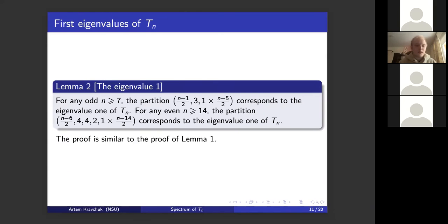Next lemma is about eigenvalue 1. For any odd n at least 7, this partition corresponds to the eigenvalue 1 of Tn, and for any even n at least 14, this partition corresponds to the eigenvalue 1 of Tn. The proof of this lemma is very similar to the proof of lemma 1, so we will not waste time proving it. So we can take from this lemma that if we choose some big n, then eigenvalue 1 will be an element of the spectrum. Okay.